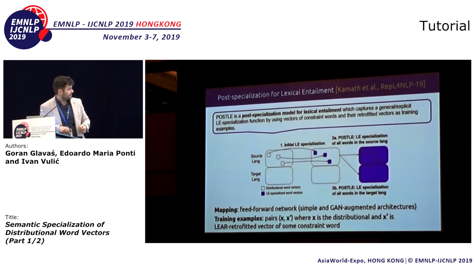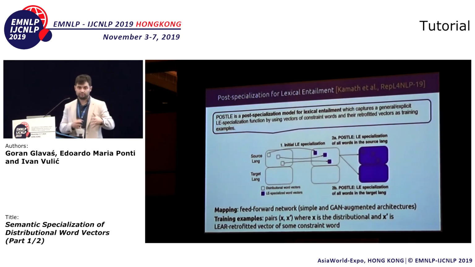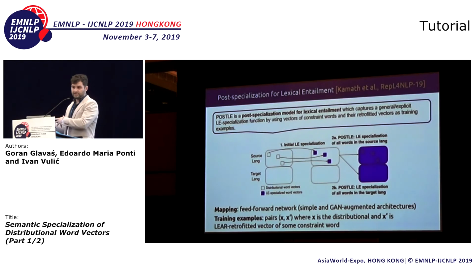So these white boxes are your distributional vectors of seen words. The corresponding purple boxes are what you obtain with Lear after the specialization, and then treating those as input-output pairs, you can make the specialization function explicit and then apply it to the rest of your distributional space.